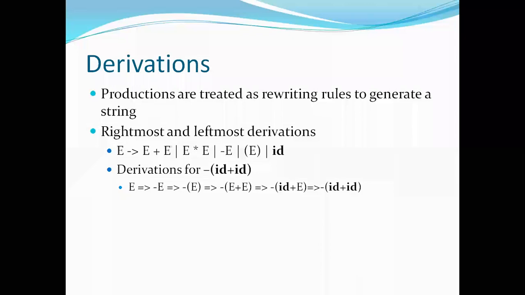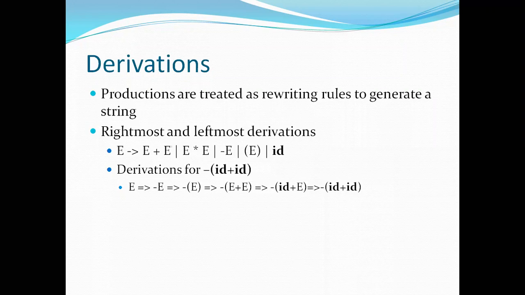In the same way as the leftmost derivation, in a derivation process, at each step we replace the rightmost non-terminal by its alternative. That is called the rightmost derivation. So, for example, let us consider one example.